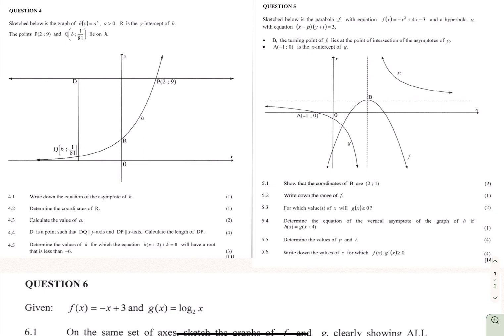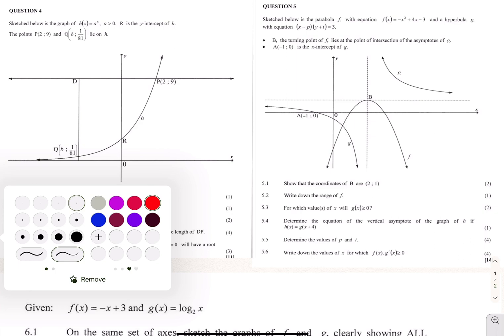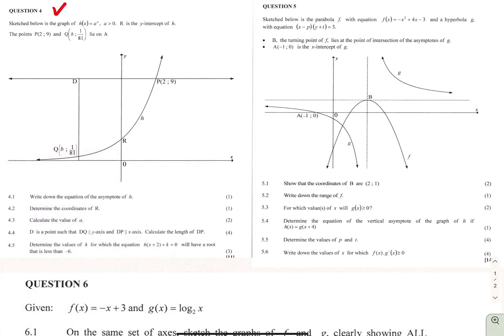Now, let's check Question 4. We have the functions. By the way, we have the paper from November 2016. It's a national paper, so it was primarily functions. Questions 4, 5, and 6, just right here. Let's check. Sketched below, which is Question 4. I'm now going to do Question 4.